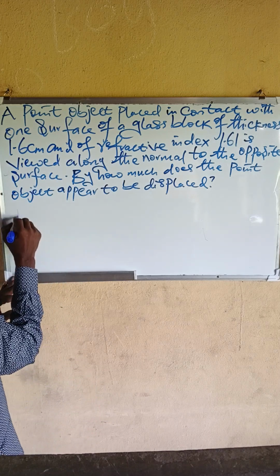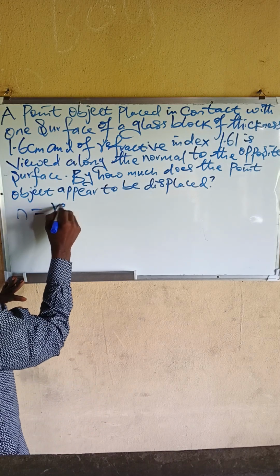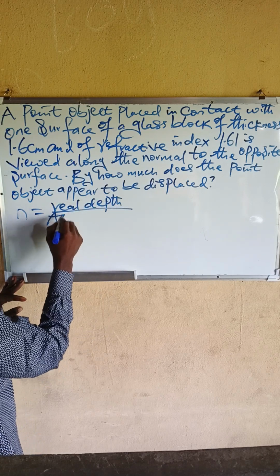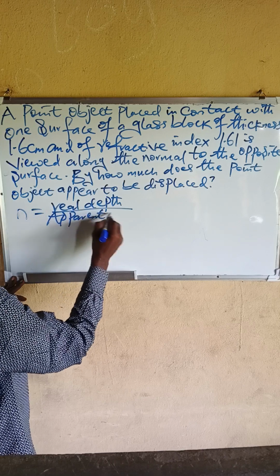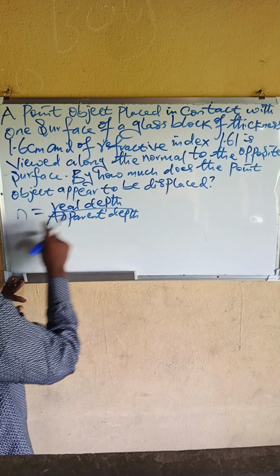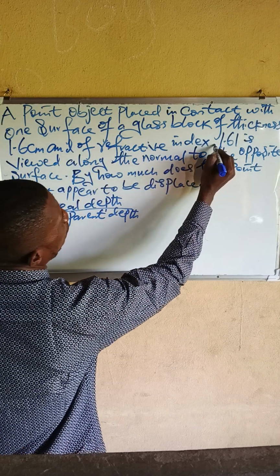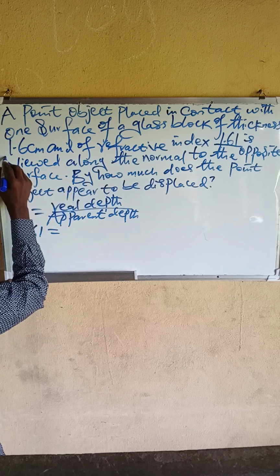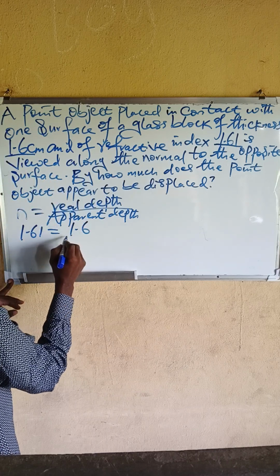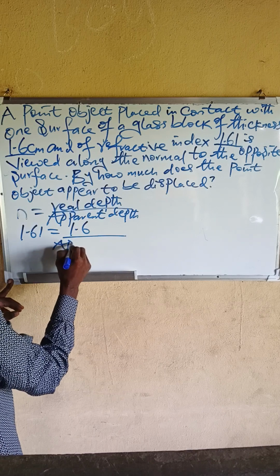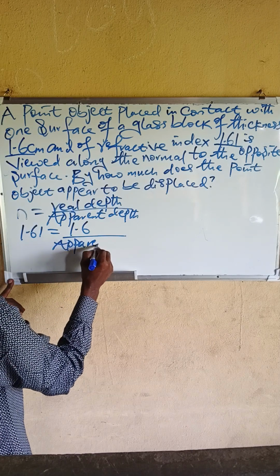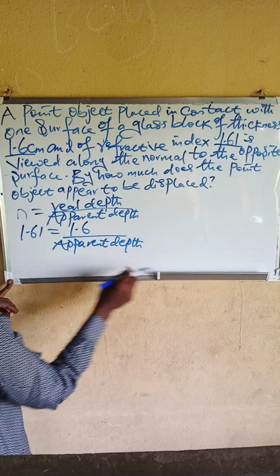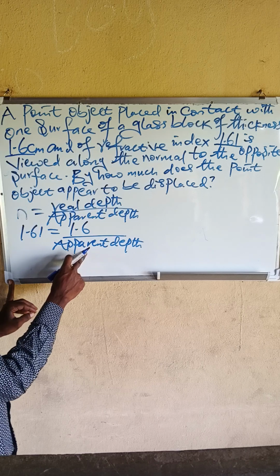Now, the refractive index is given by real depth over apparent depth. The refractive index is given to us as 1.61. The real depth is given to us as 1.6 over the apparent depth. This is the apparent depth. So I'm going to make the apparent depth the subject of the formula.